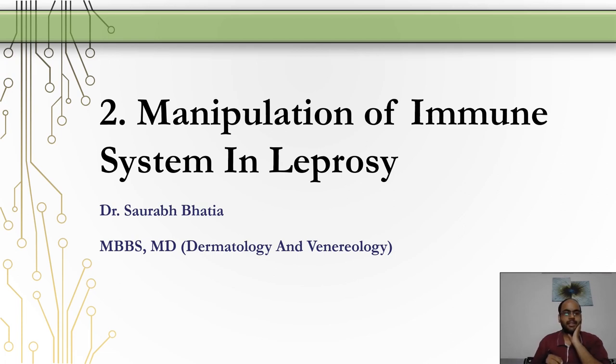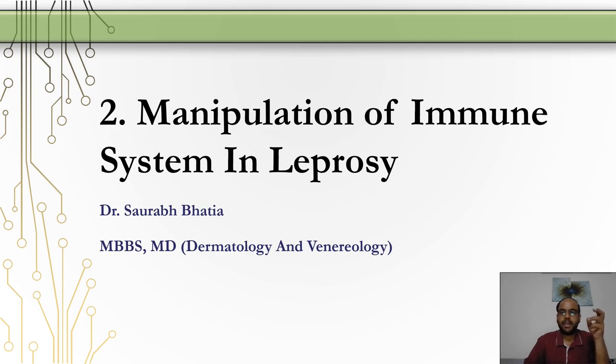Hello everyone. So this will be the part 2 of immune manipulation in leprosy. I hope you have gone through the first part of the video in which we talk about what happens when the M. leprae bacilli enters the human body and how does our immune system react to it. In the previous part, I had discussed the activity of innate immune system and the acquired immune system. And since that video was getting very long, I wanted to discuss it in two parts so that once and for all our concepts about the immunological aspects of leprosy is clear.